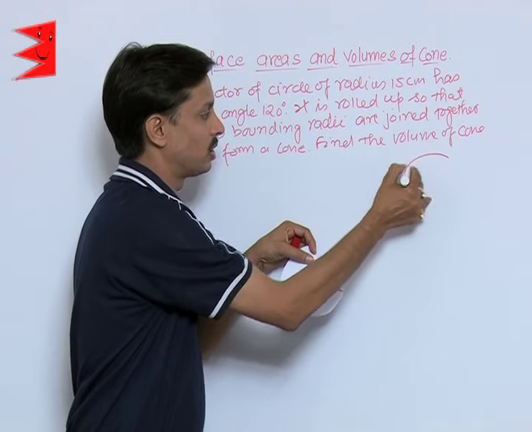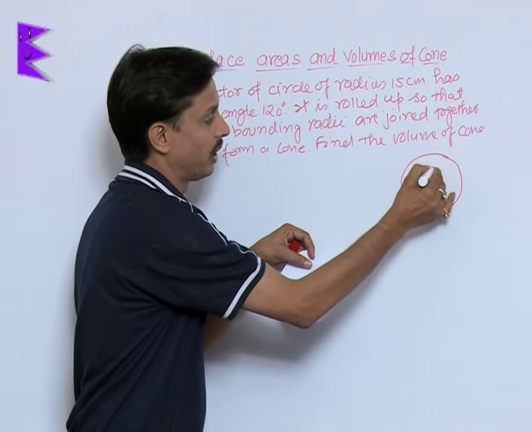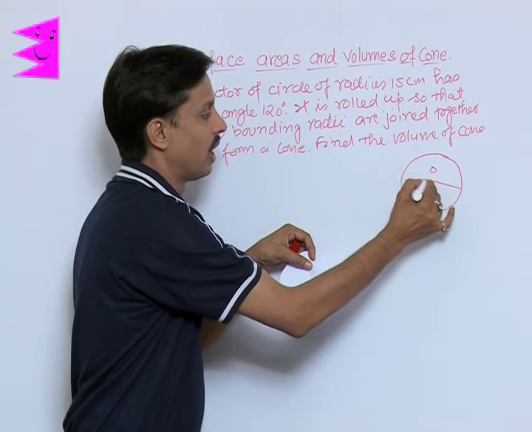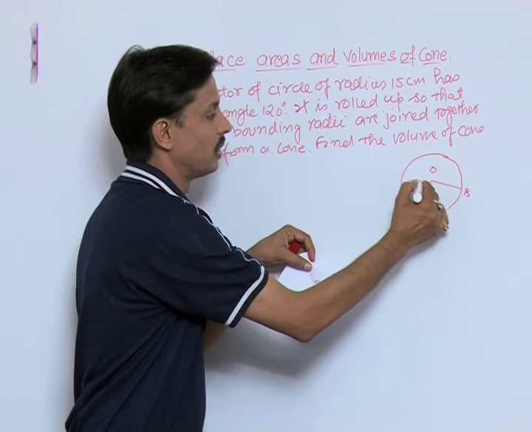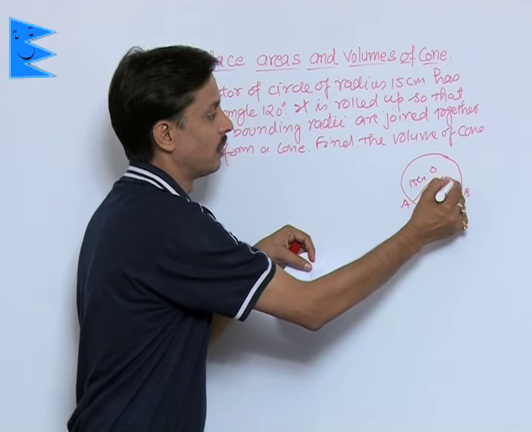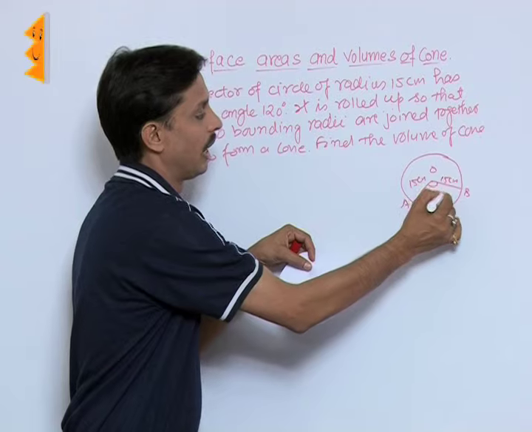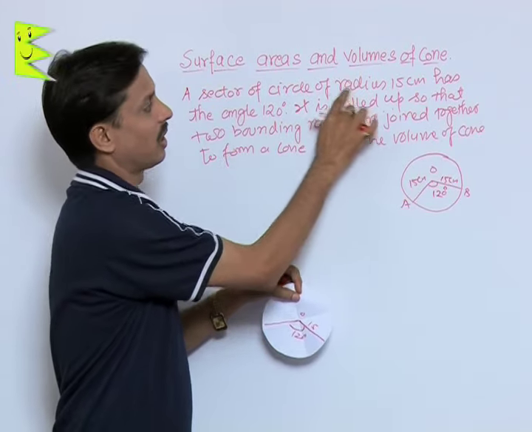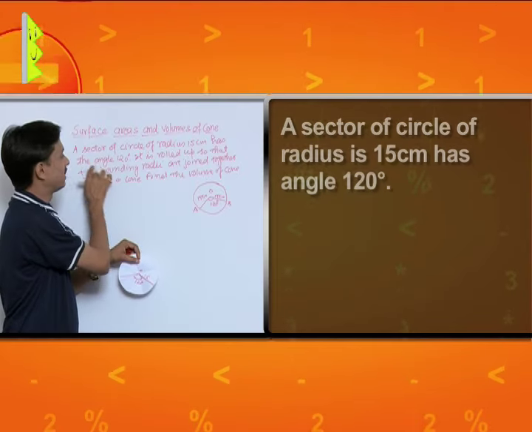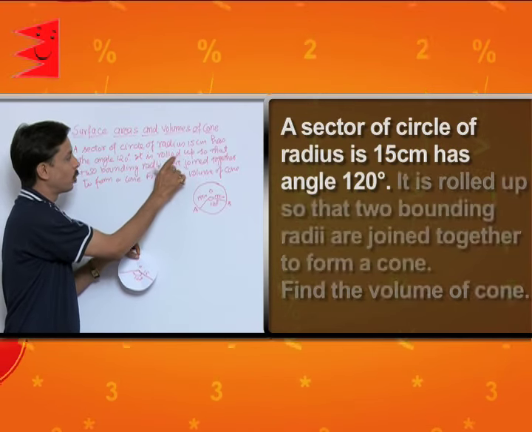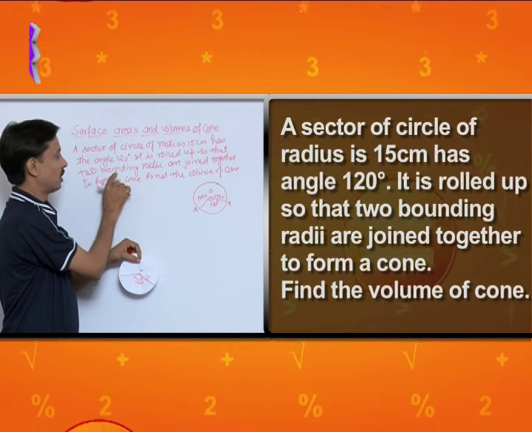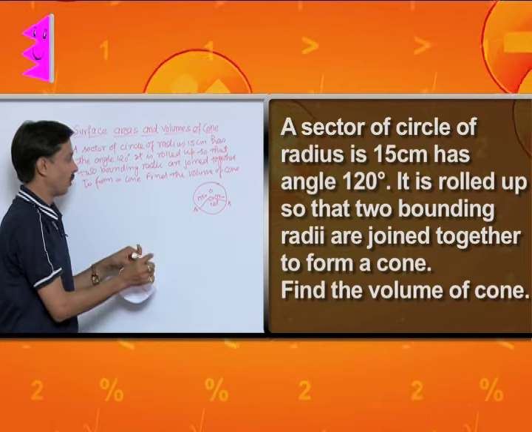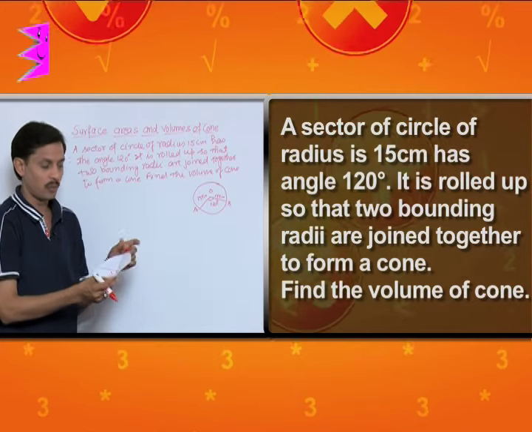I can draw the shape of the circle. I can take the center. I can take one of the sectors. I can mention here the radius 15 centimeter, and the angle is 120 degree. A sector of circle of radius 15 centimeter has the angle 120 degree and is rolled up so that the two bounding radii are joined together to form a cone. Find the volume of the cone.